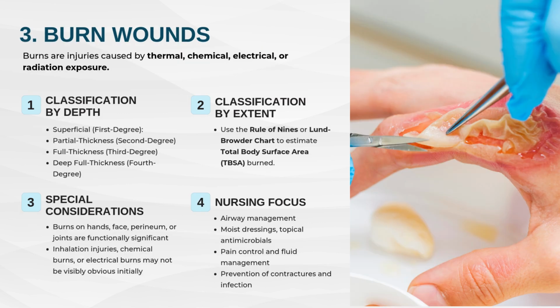Burns damage skin via thermal, chemical, electrical, or radiation sources, and they're classified two ways: by depth. Superficial, first degree: red, dry, painful. Partial thickness, second degree: blistered, moist. Full thickness, third degree: waxy, leathery, insensate. Deep full thickness, fourth degree, involves bone or muscle. By extent, use the rule of nines or Lund-Browder chart to estimate total body surface area, TBSA.